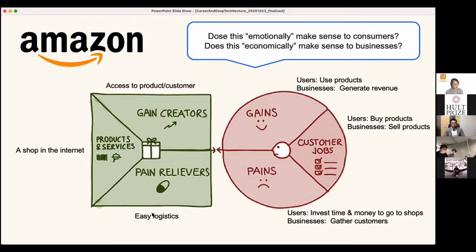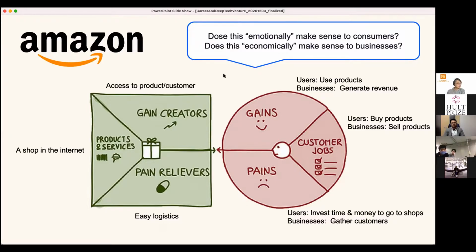And, I'm sorry, I missed this part. Amazon also provides easy logistics, so they can help the businesses ship out, and the consumers can receive the product by arranging the order logistics. So this is the pain reliever. So Amazon's value proposition is very well designed.